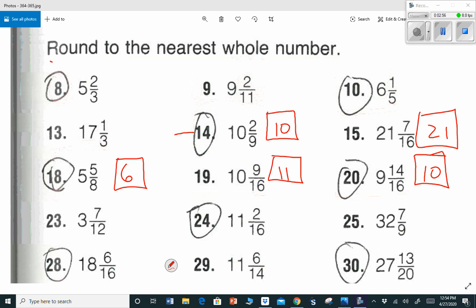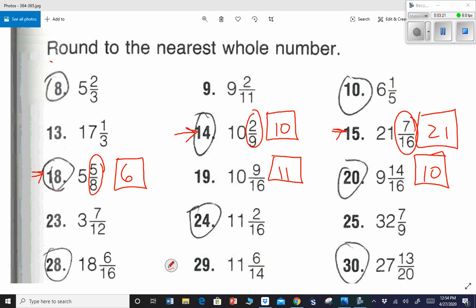Okay, so number 14 rounds down to 10 because 2 is less than half of 9. Number 15 rounds down to 21 because 7 is less than half of 16. Half of 16 would be 8. Finally, we get number 18 rounds up because 5 is more than half of 8. So it rounds up to 6.